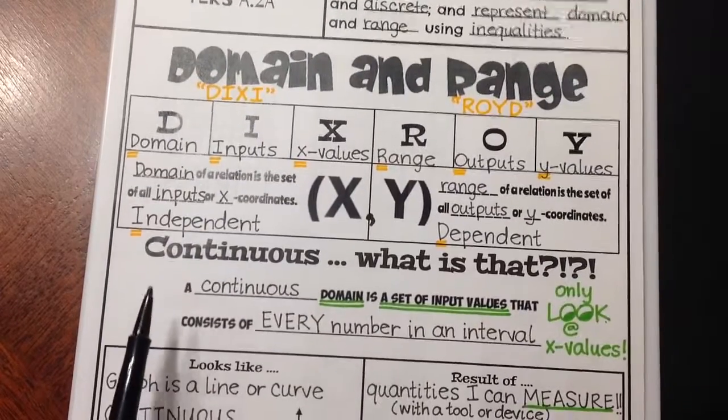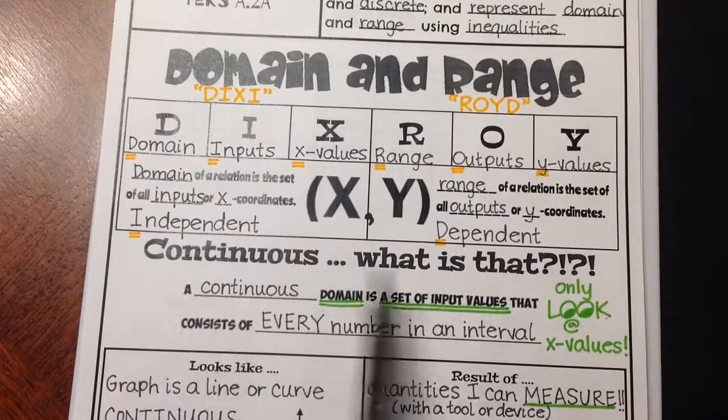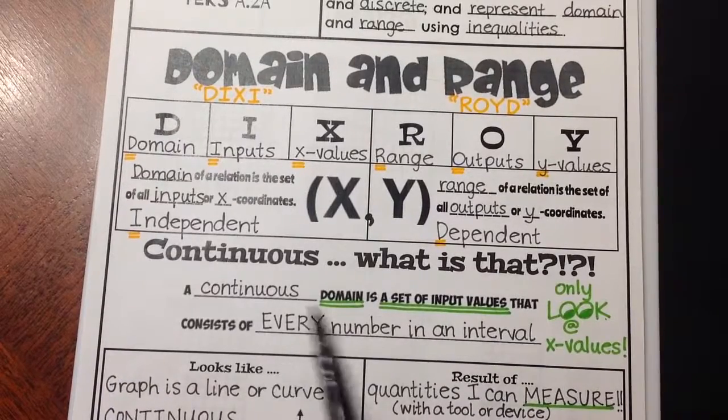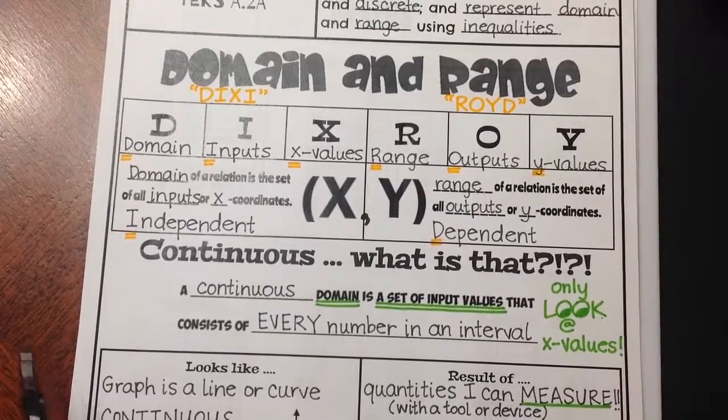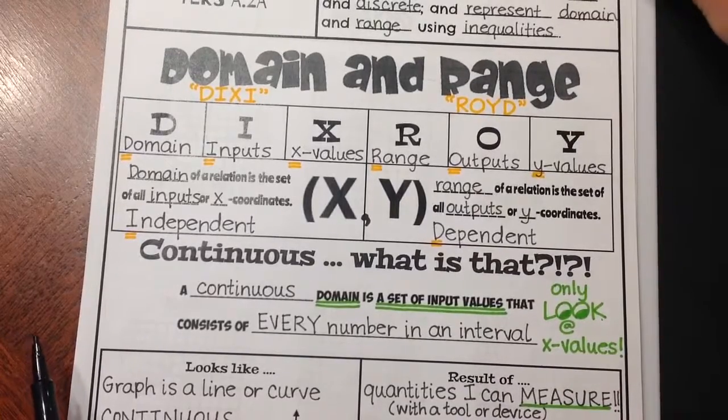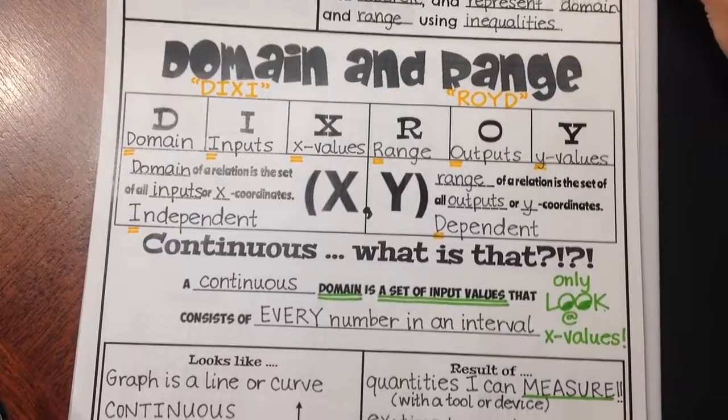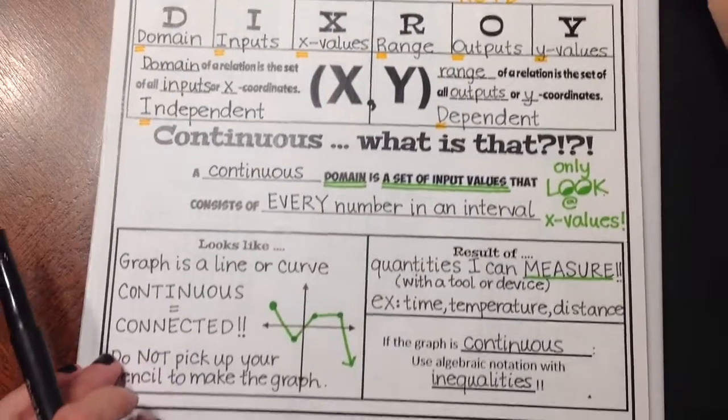But this week, we are talking about continuous. So what is a continuous domain? It's a set of input values, so you're talking about X values that consist of every number in an interval. Last week we were leaving out numbers. This week we will not be leaving out numbers. We're going to list every number from start to finish.